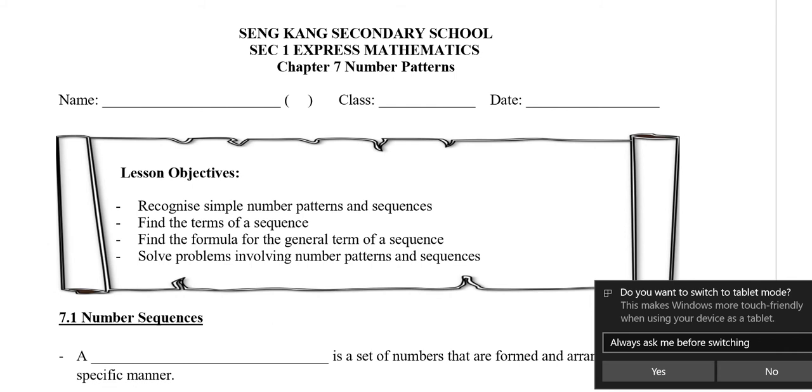Okay, let's start. Now, number pattern, is it something new? I need to see the number pattern notes. No graph on your table, number pattern notes.